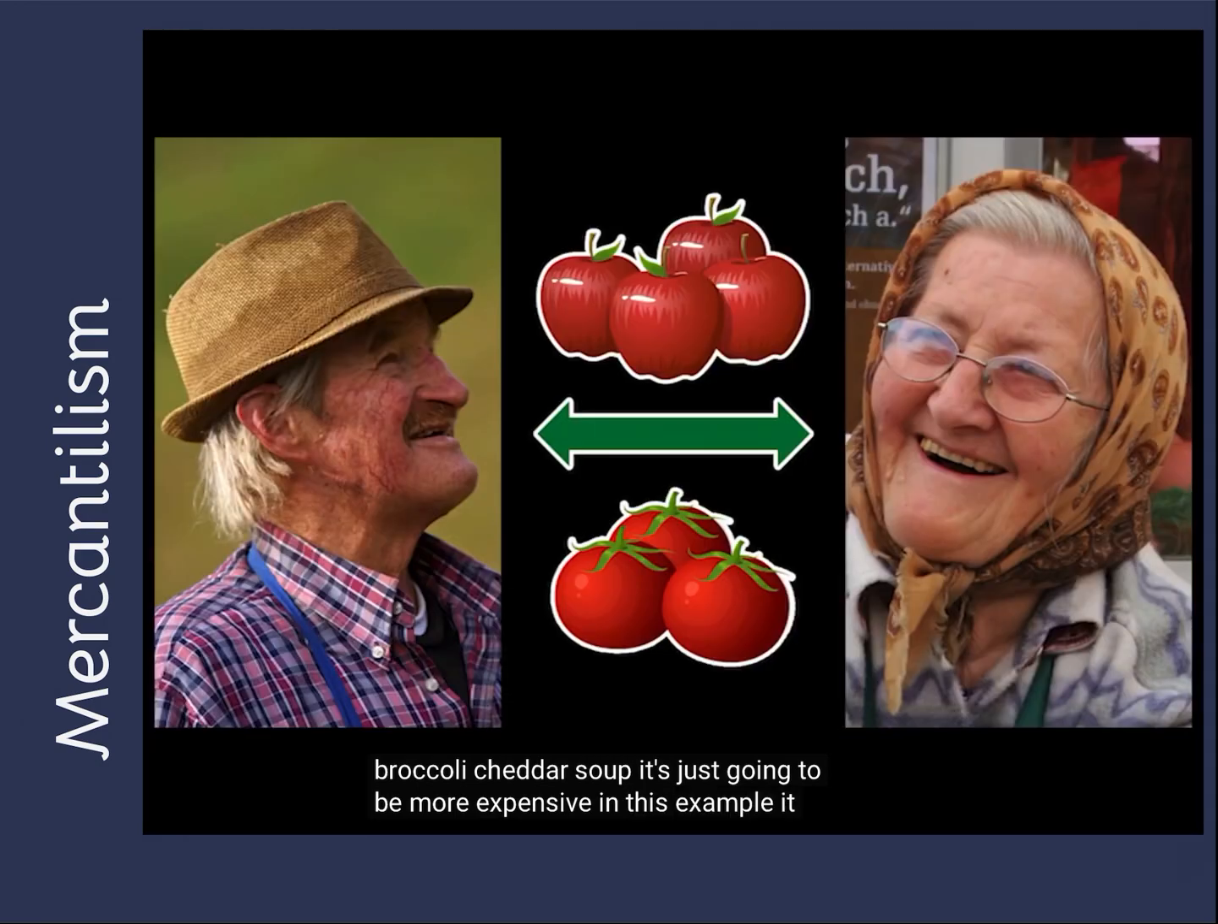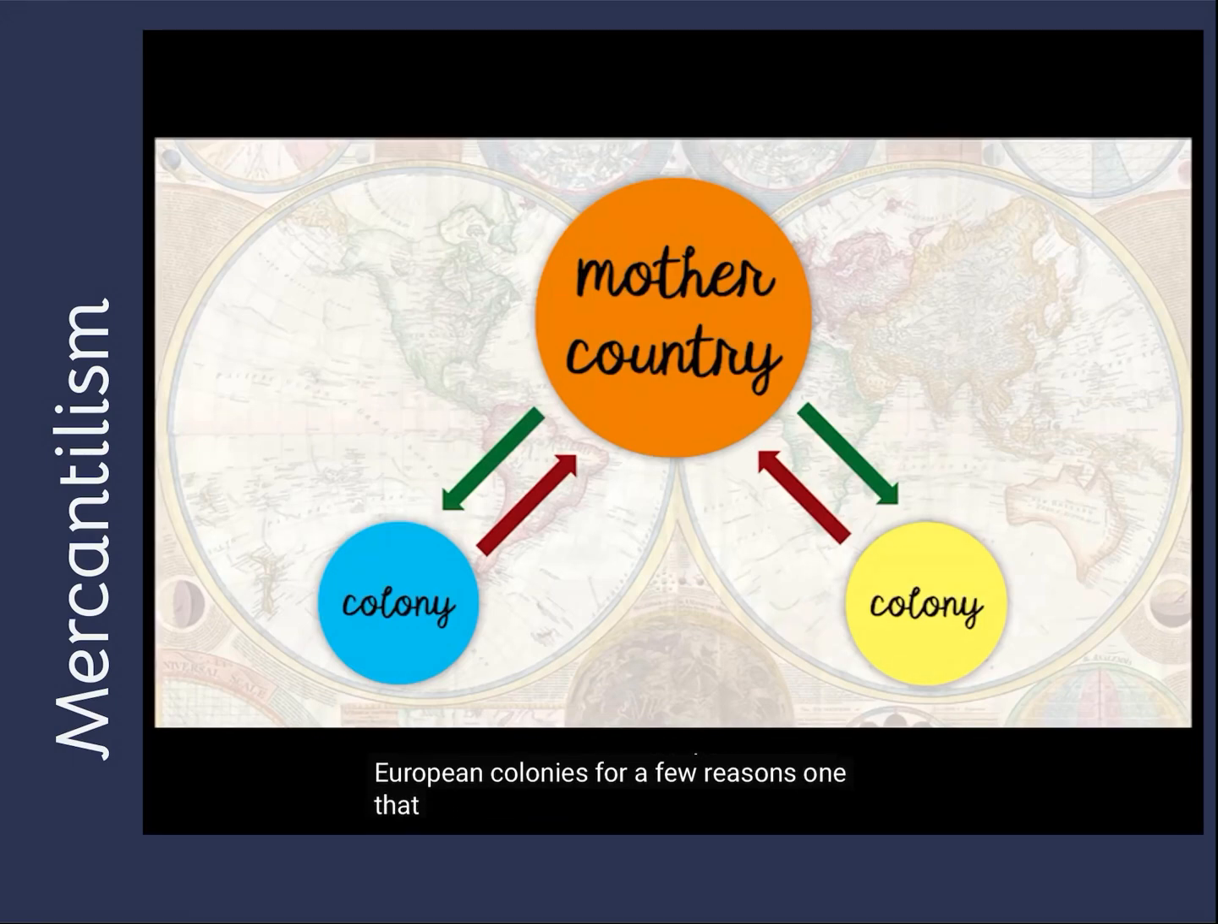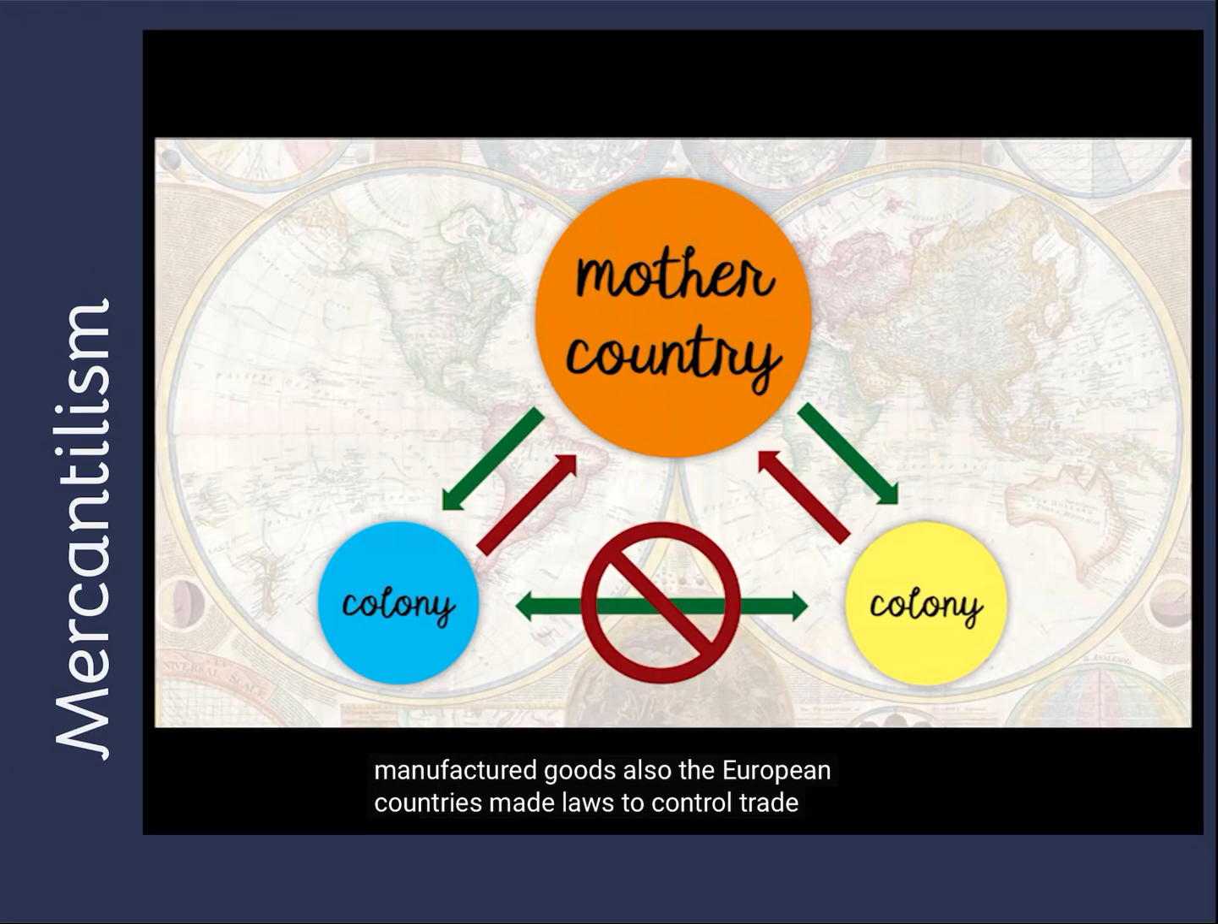In this example, it would make lots of sense for the people to cut out the grocery and just process the food themselves and trade with each other. However, this was not possible for European colonies for a few reasons. One, they may have lacked the ability to efficiently turn the raw materials into manufactured goods. Also, the European countries made laws to control trade and prevent colonies from trading with each other.